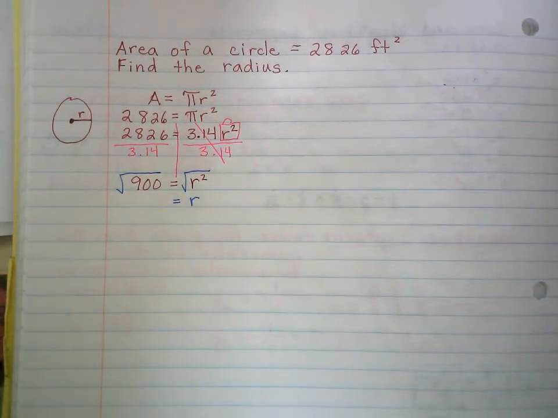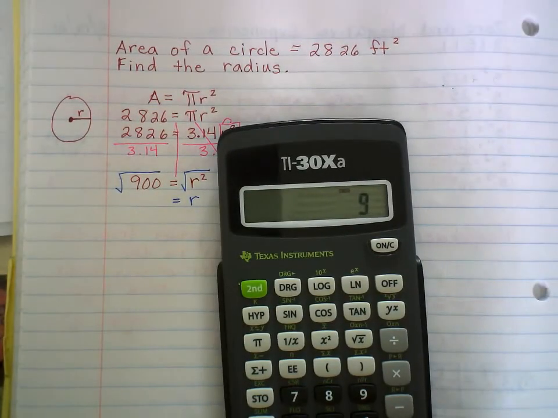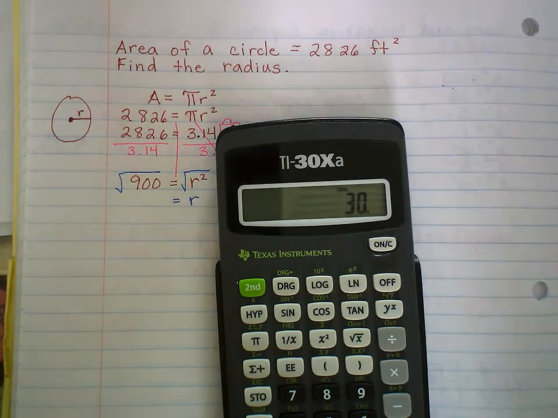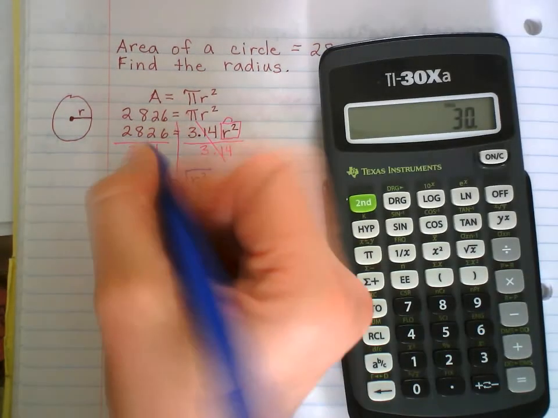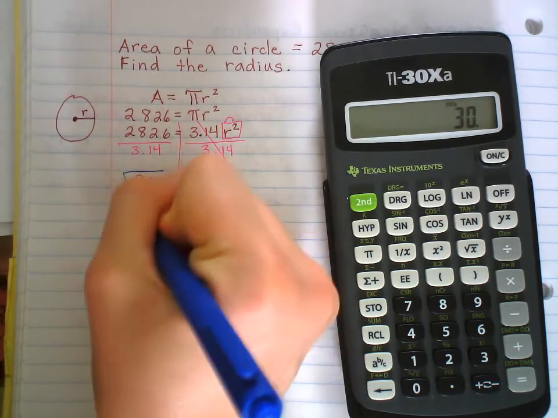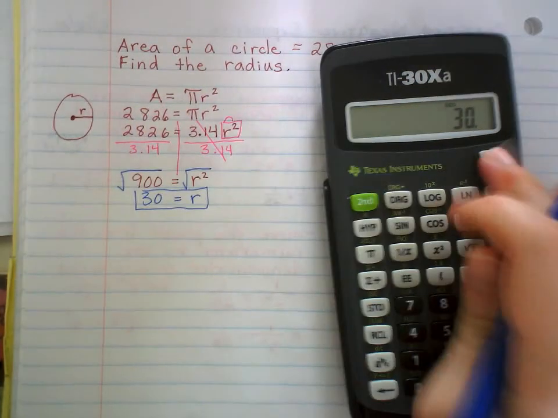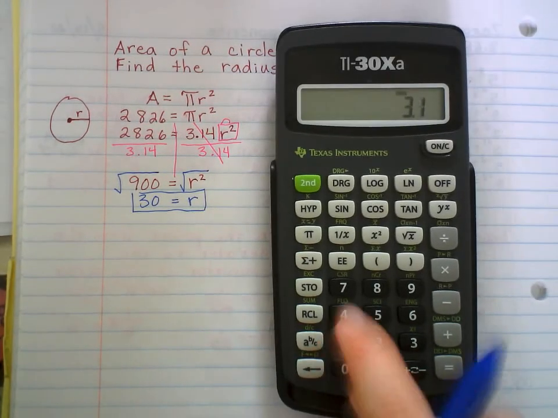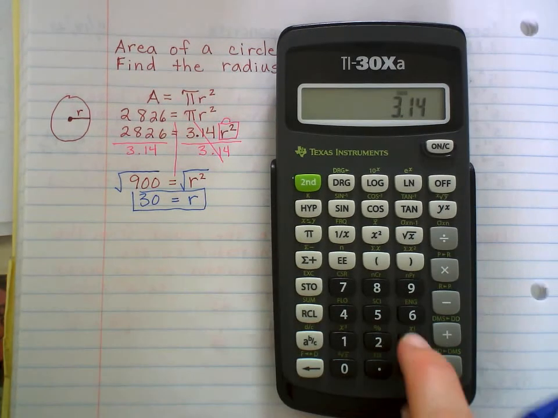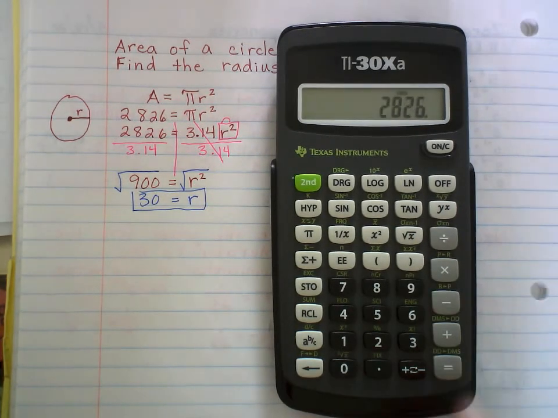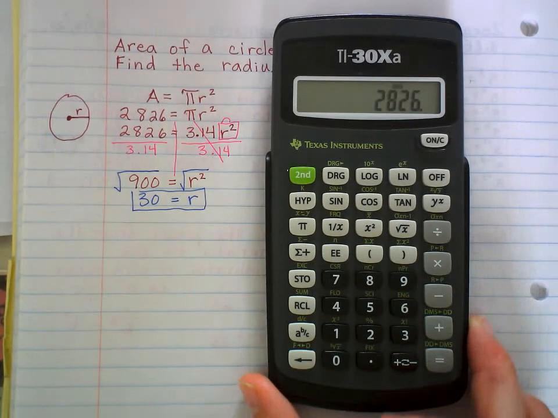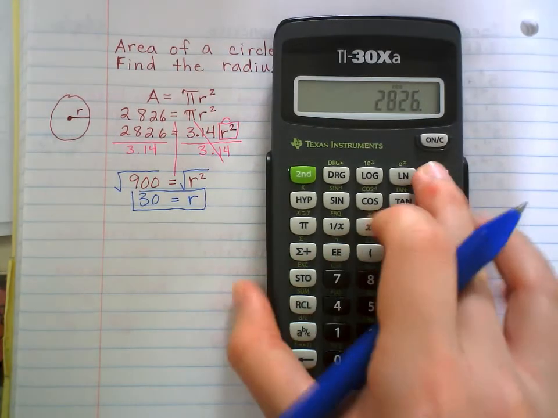So now we have to take the square root of 900. 30. So that means the radius is 30. And you can check it. Pi r squared. So pi 3.14 times 30 squared equals 2,826, which was the area.